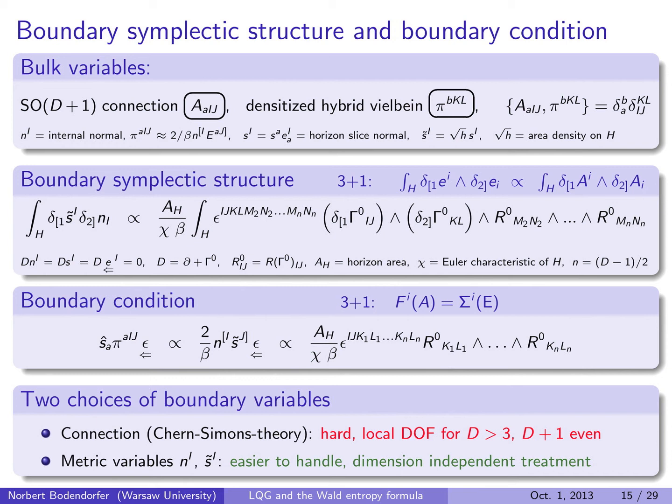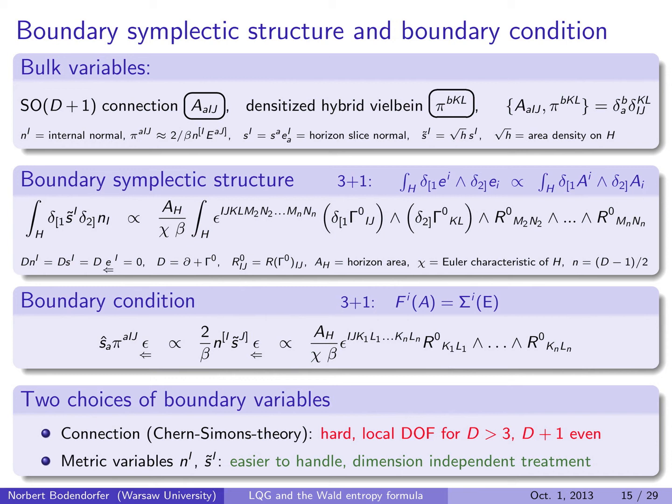We contract them with an internal epsilon symbol. Then we have two free indices ij, and we find that we get n times s. Again, there is some trivial prefactor which I suppressed here, and the non-trivial prefactors are again the area of the horizon slice, the Euler characteristic, and the free parameter.